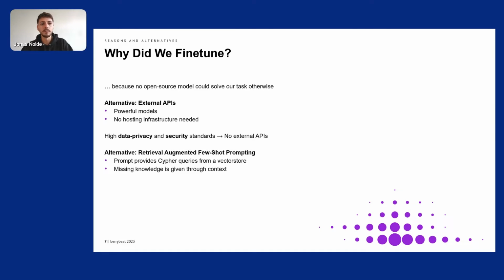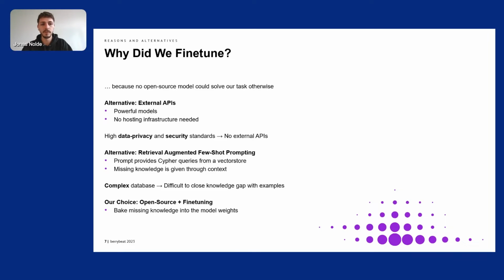Another option to fine-tuning would be to use retrieval-augmented few-shot prompting. This works by including correct question-query pairs in the prompt, which are retrieved from a vector store based on the asked question. However, our database is very complex, and it's very difficult to teach all the missing information through just a few examples. So we figured out that our best option was fine-tuning, where we bake the missing knowledge into the model weights through training.